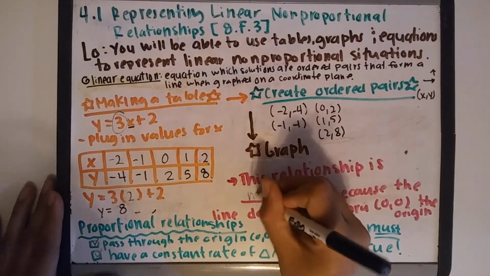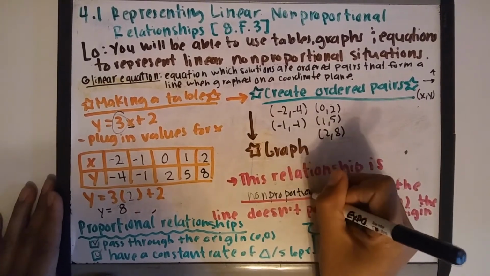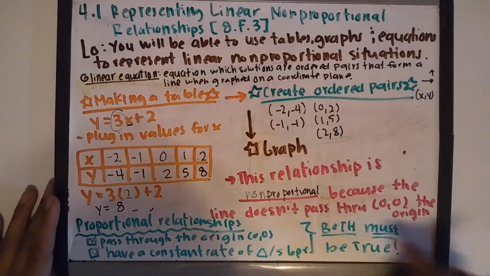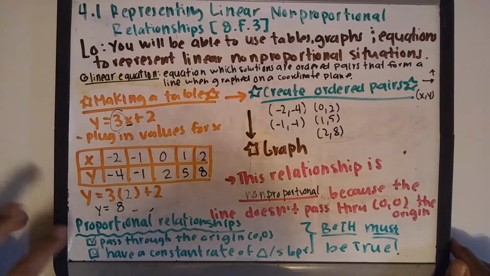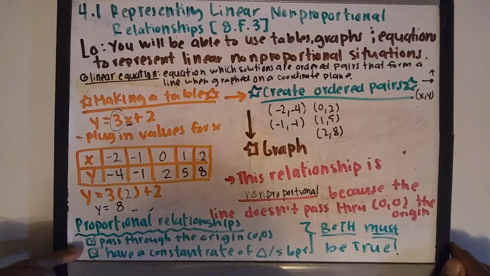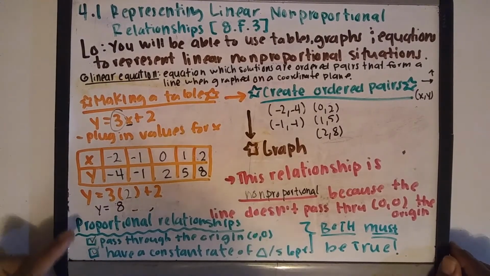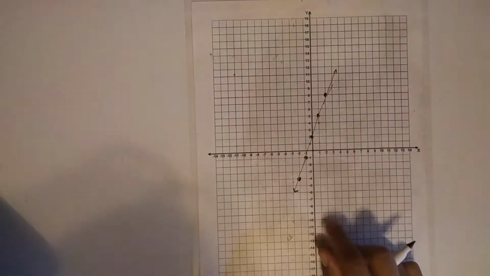So in this case, we're going to say that this relationship is non-proportional, and the reason is that it doesn't go through the origin. For a proportional relationship, both of them must be true. If one of them is not true, like passing through the origin, then it's going to be a non-proportional relationship like this one.